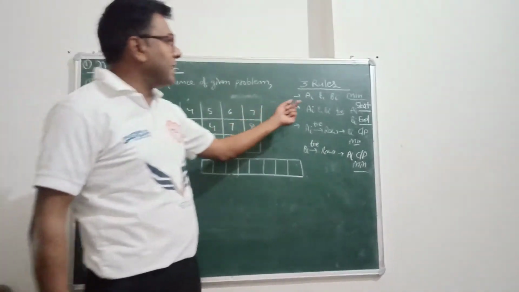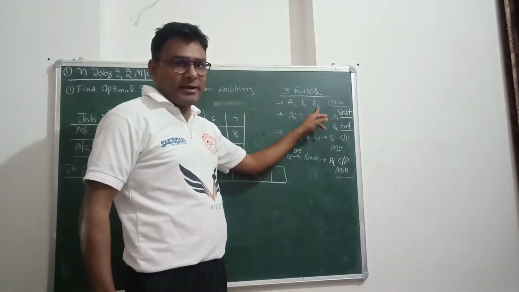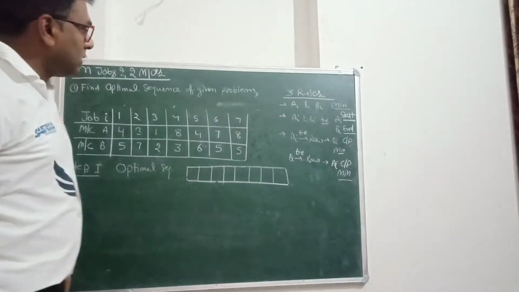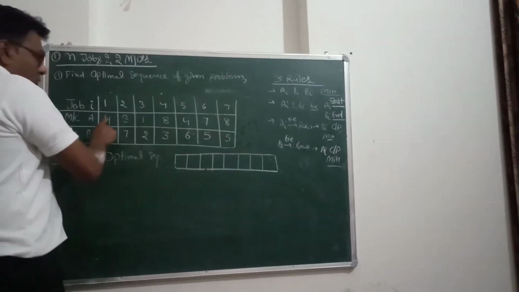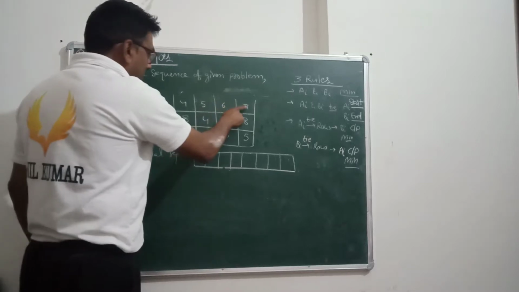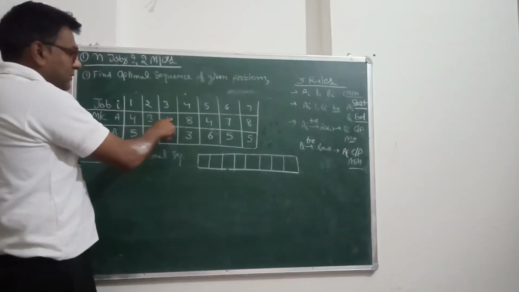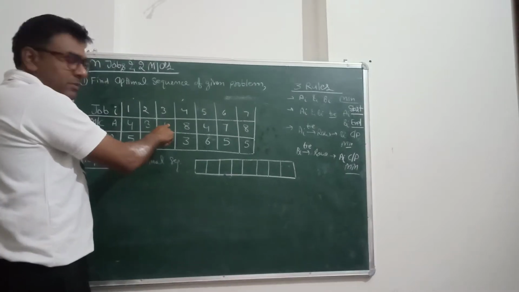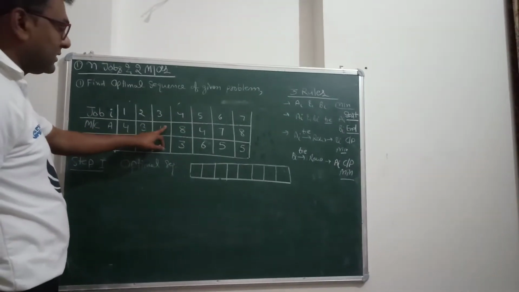The first rule is what? We have to find the minimum value from all Ai and Bi. Okay, so if we see these different cells, or the processing times for different jobs on different machines, the minimum time is what? The minimum time is 1. So first of all, we will select this one.